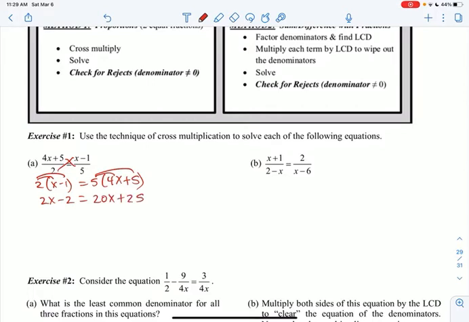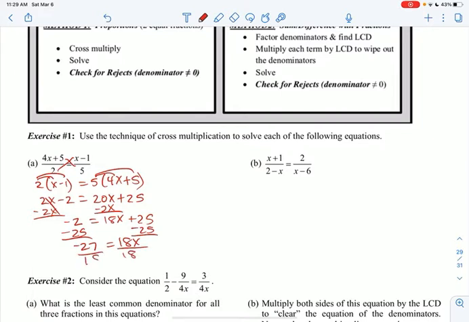And now this is just a linear equation that you probably learned how to solve back in middle school. All right, so this one was definitely not too easy, not too hard. You're just cross multiplying and solving. So that gives me negative 27 over 18, and that doesn't go in evenly, but that's okay. I can just reduce that. So 27 and 18 are both divisible by 9, and that gives me negative 3/2.